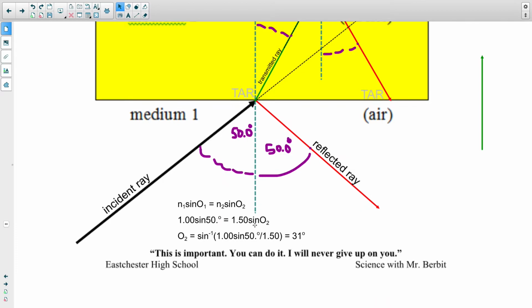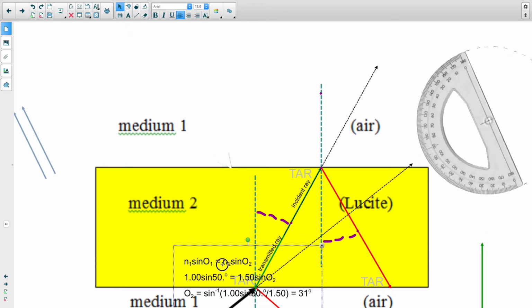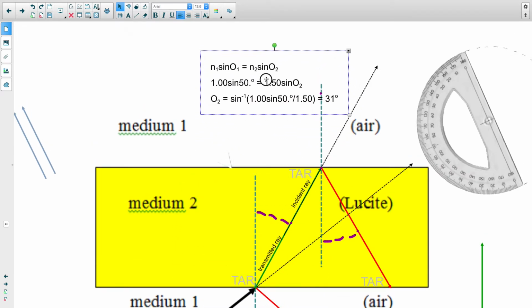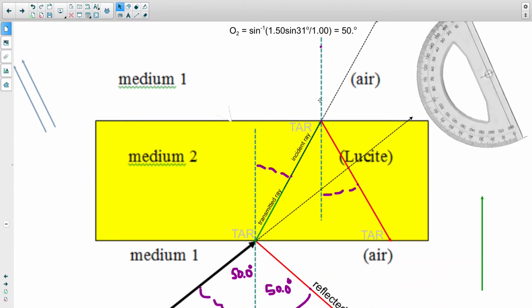If we do Snell's Law, I call this n1 sine theta 1 equals n2 sine theta 2. If we do this for the top boundary, n1 this time will be lucite, so we'll make this 1.50. The incoming angle is 31 degrees. n2 will be air, 1.00, sine theta 2. Theta 2 is going to now be 1.50 sine 31 degrees. Actually, if you remember, we rounded, it was 30.7. Divide by this, and of course, it's going to bring us exactly back to 50 degrees. So it actually brings you right back to the same angle it started.